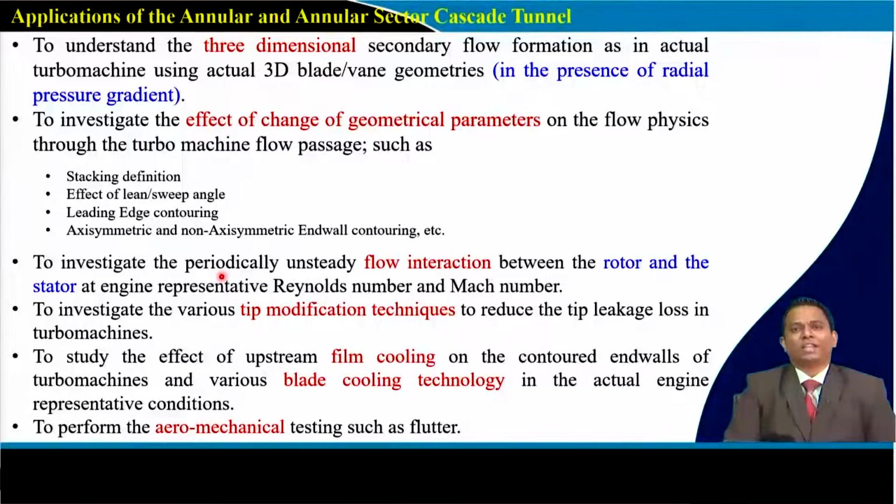So let's recap what we have discussed in this lecture. We started with configuring what we call a cascade or compressor cascade, and we introduced new flow angles, which we call camber angle, stagger angle, incidence angle, and deviation angle. Then we started discussing the linear cascade tunnel. We then discussed the annular cascade tunnel and sector annular cascade tunnel, and what the applications of these tunnels are.